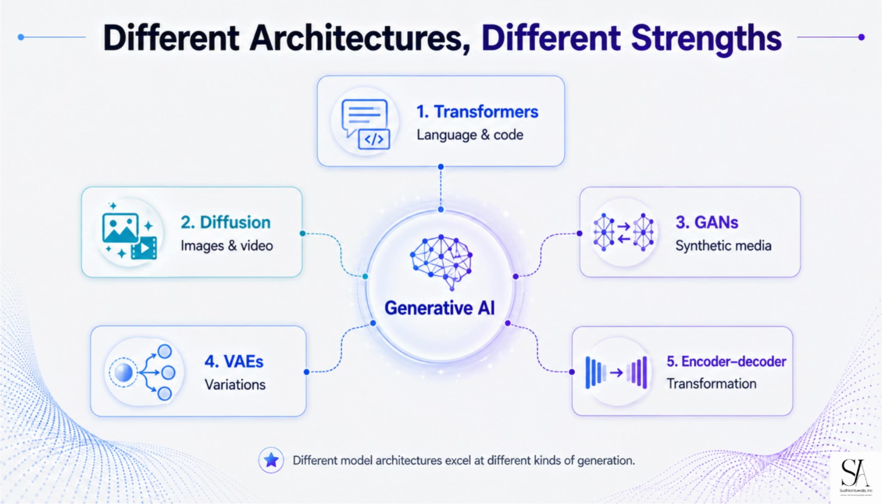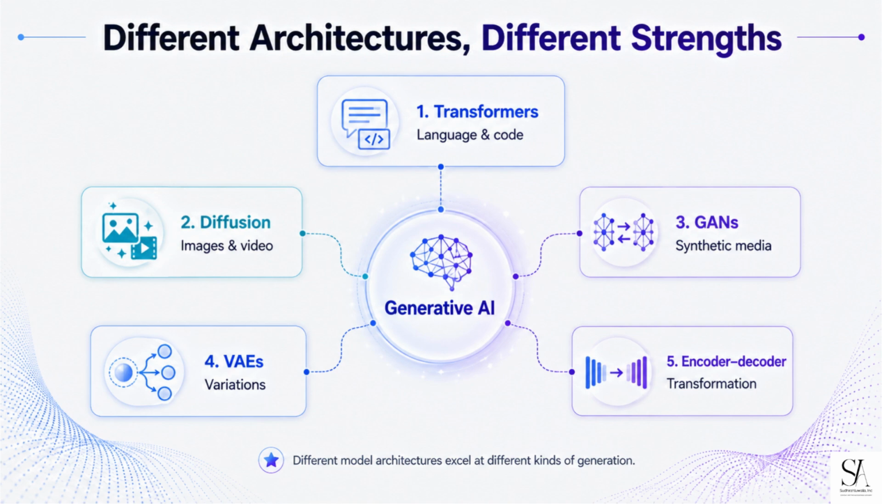Another architecture is the Generative Adversarial Network, or GAN. A GAN contains two competing neural networks. One network, the generator, creates content. The other, the discriminator, tries to distinguish generated content from real examples. Through this competition, the generator progressively improves its ability to create realistic outputs. GANs have been used for image generation, synthetic media, data augmentation, and other forms of content creation.